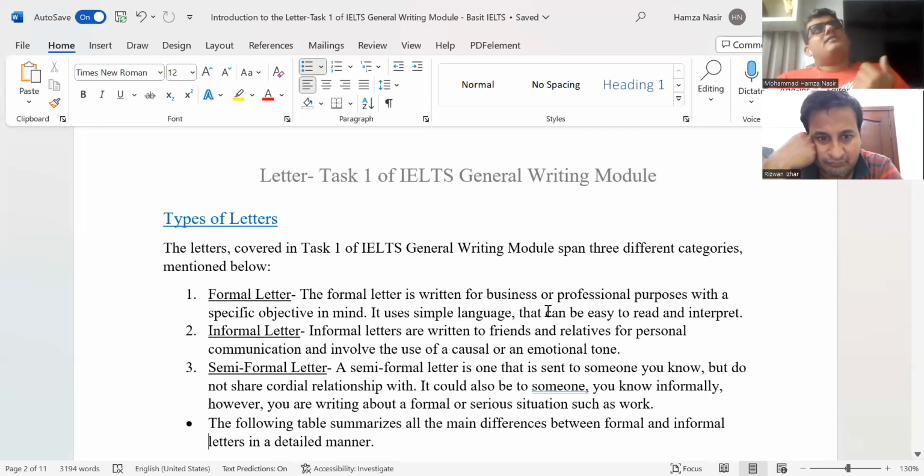A semi-formal letter, as the word itself says, is something in between. So it's a hybrid, you can say. It's a mixture, it's a synthesis, it's a combination, it's an amalgamation of the two.